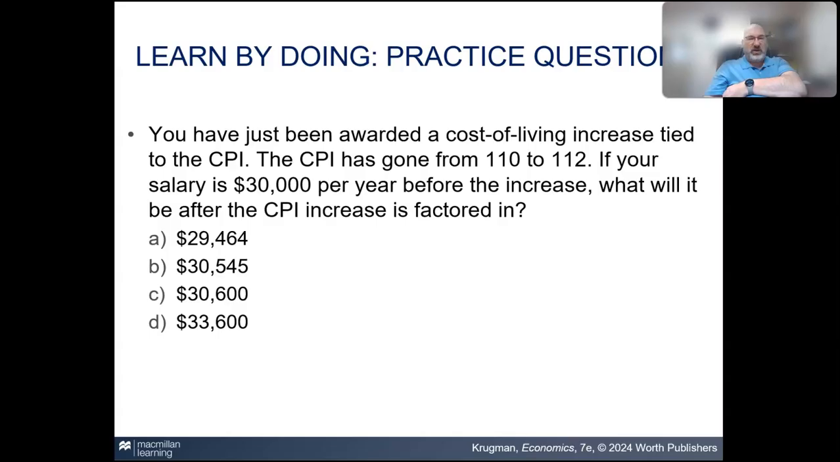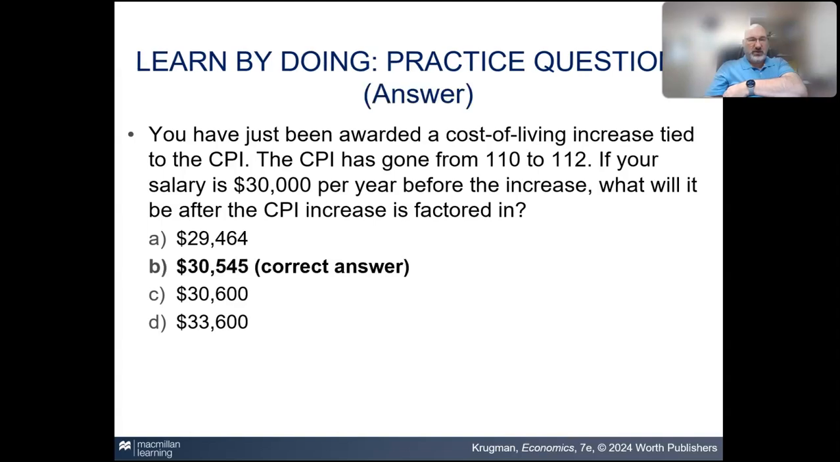You've just been awarded a cost of living increase tied to the CPI. The CPI went from 110 to 112. If your salary is 30,000 per year before the increase, what will it be after the CPI increase is factored in? It'll be 30,545. And you really don't have to do the math on that so much.